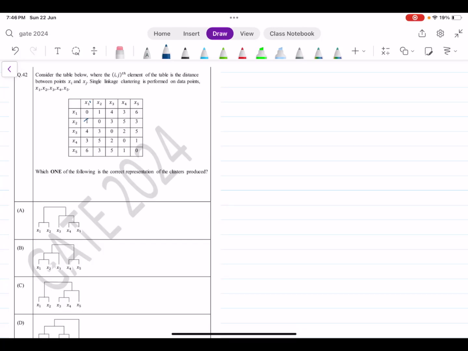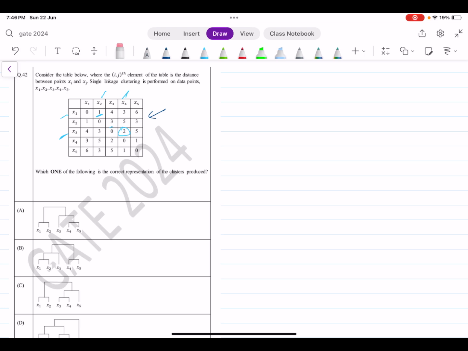Hey everyone, let's do this question. In it, we have a table where each ijth element is the distance between the data point xi and xj. So, for example, if we take this particular element, it is the distance between x1 and x2. If we take this particular element, then it is the distance between x3 and x4.